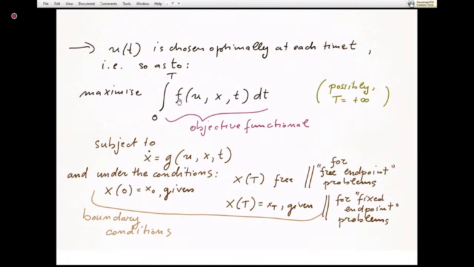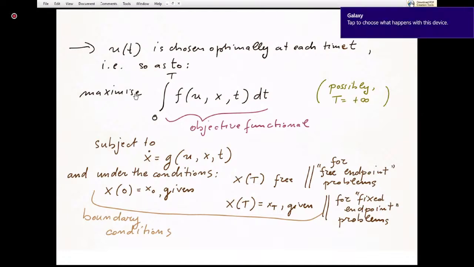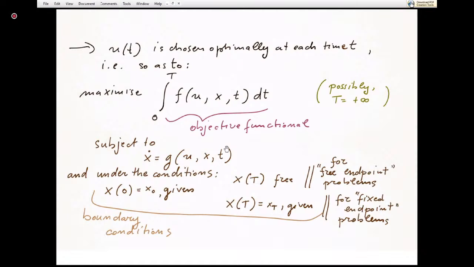So these utilities, or profits, depend on the level of the control variable at each point in time, on the level of the stock variable at each point in time, and possibly directly on time. Of course, these are all variables, functions of t, and this is why we have dt. Possibly t is equal to plus infinity. But this problem must be solved under a constraint, and the constraint is a dynamic constraint, and it is simply the law of motion, the law of evolution of the stock variable, okay?